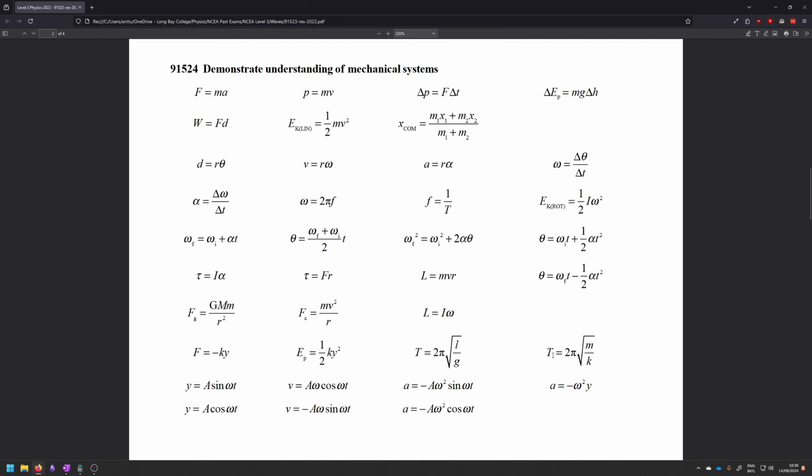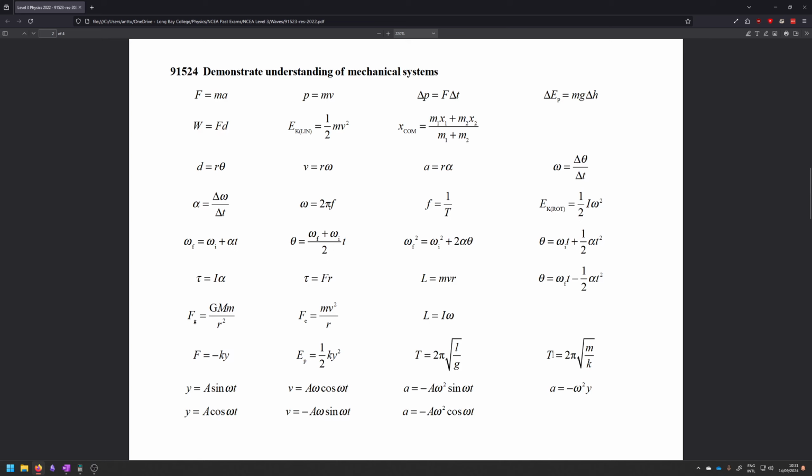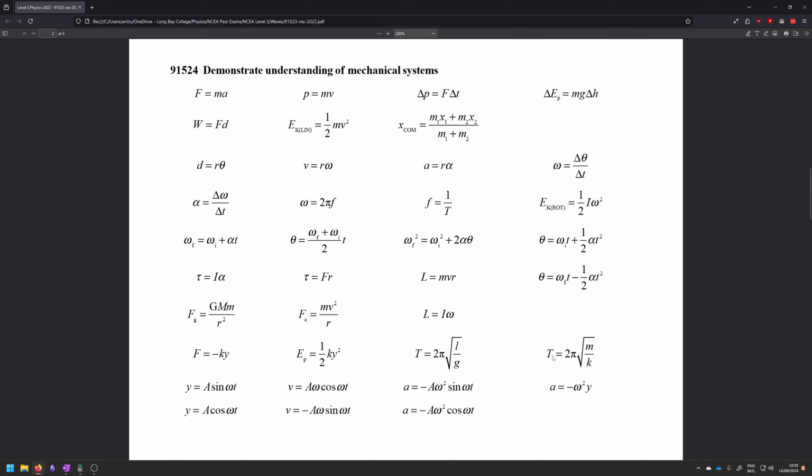You'll notice they all depend on A, which is the amplitude, the maximum displacement, as well as omega, which is the angular frequency. And what does omega depend on? Let's have a look in our formula sheet. Here we go. Omega equals 2 pi times the frequency, where frequency is 1 over the time period. If you combine these two equations, you could write omega as 2 pi divided by the time period.